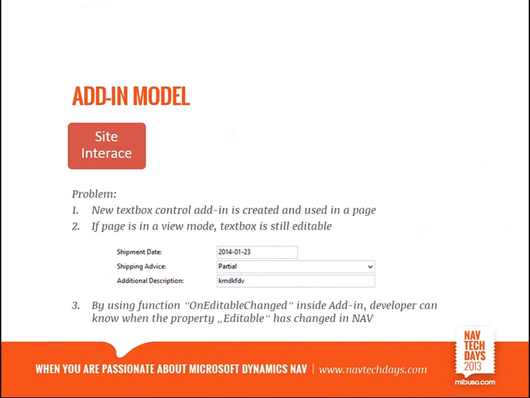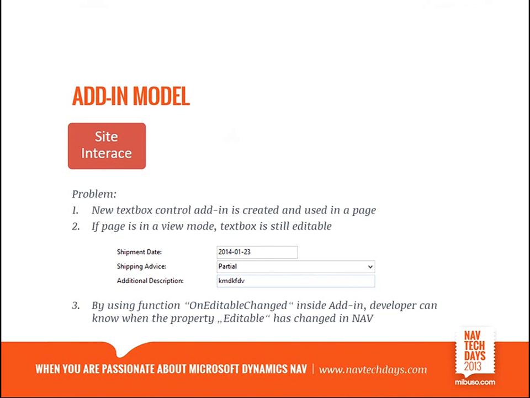And you can take a very simple example of how you can use it. For example, we have a text box control add-in, and it's created and used in a page. Imagine the page is in view mode, the text box will still be editable. It doesn't take into account whether the page itself is editable or not. When you create a very simple add-in with a text box and you're not checking anything about editability, then you see here, I just added a screenshot as an example. These 2 fields are standard NAV fields, and the third field is a .NET component. It's an add-in.